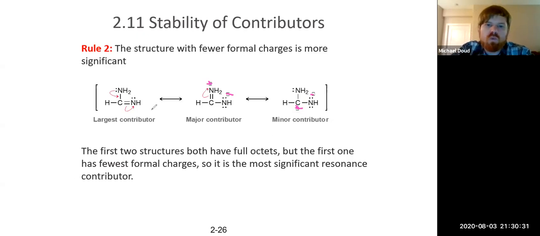Okay, we have filled octets in the first two. So these are going to be major contributors. This is going to be a minor contributor because it has an unfilled octet. But we can actually identify the better one here because this one has zero formal charges and this one has two separate formal charges. So this one's going to be the biggest contributor. This is going to be a contributor. And this is going to be a very minor contributor here.